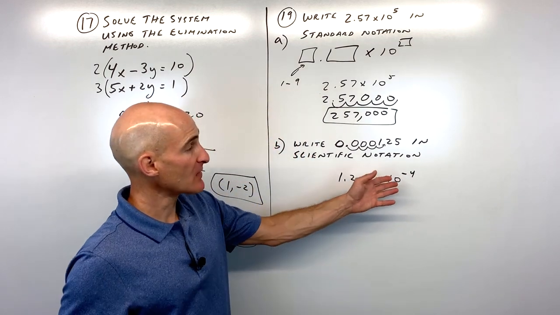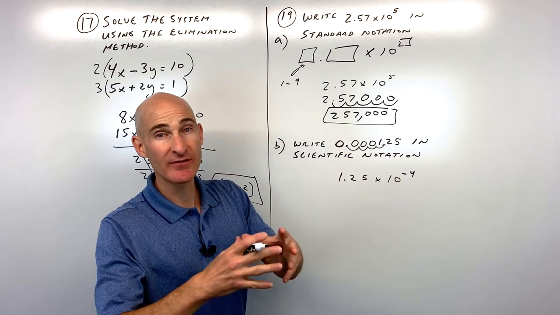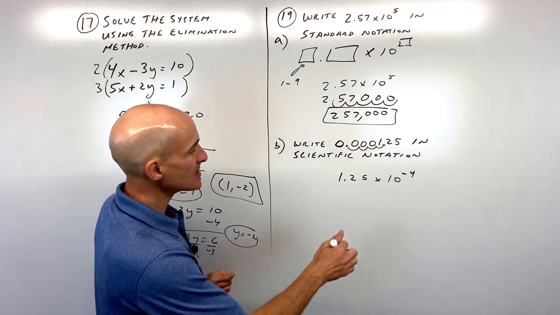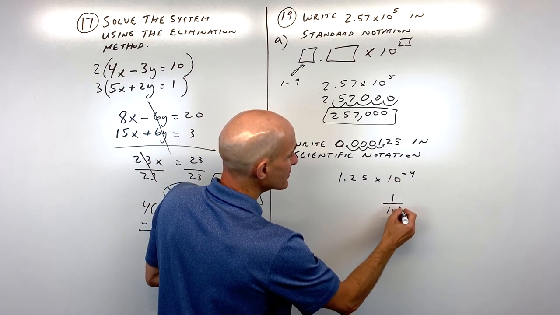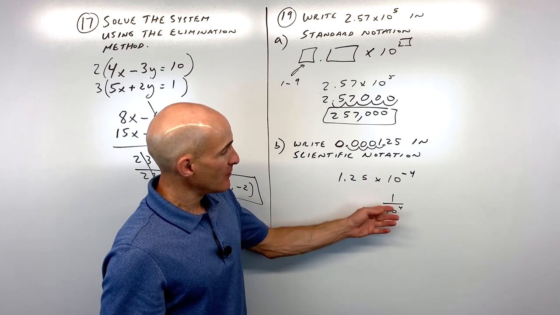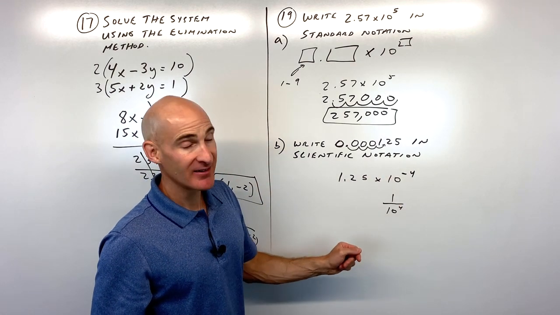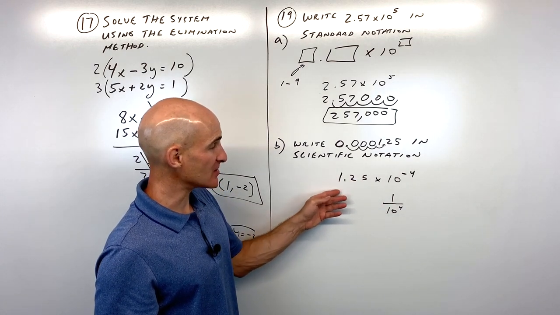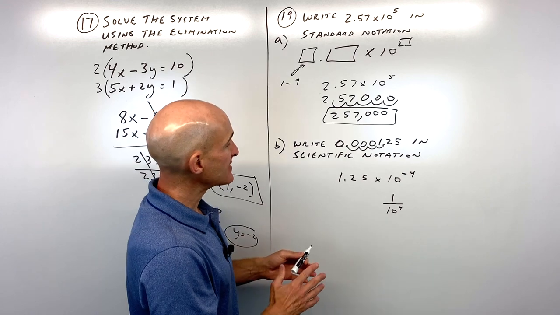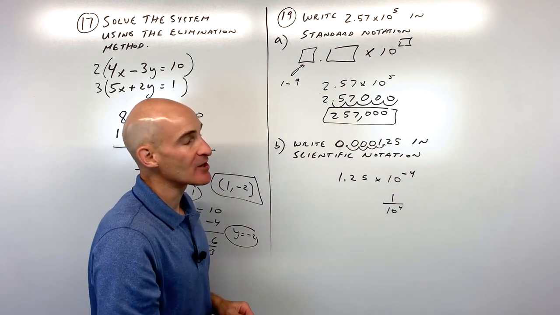Now remember, we said when it's a negative exponent, it's a very small number. When it's a positive exponent, it's a very large number. The other way to look at it is, see, 10 to the negative fourth is really like 1 over 10 to the positive fourth, because when you have a negative exponent, you take the reciprocal. So this is kind of like dividing by 10,000. Imagine if you took 1.25 and you divided it by 10,000, it would become very small. So that's the key, is negative exponent, really small number, positive exponent, really large number, and you got it.